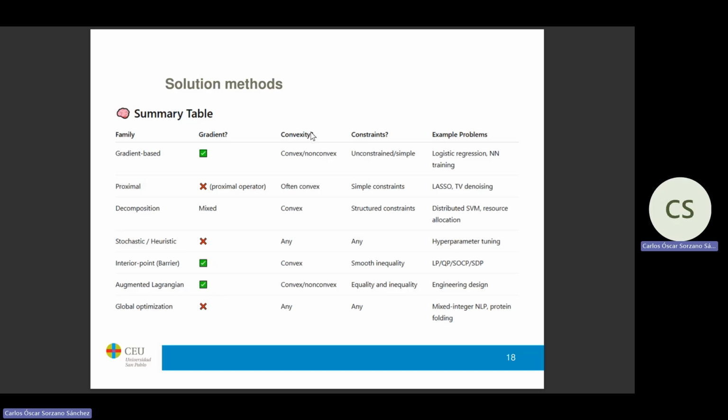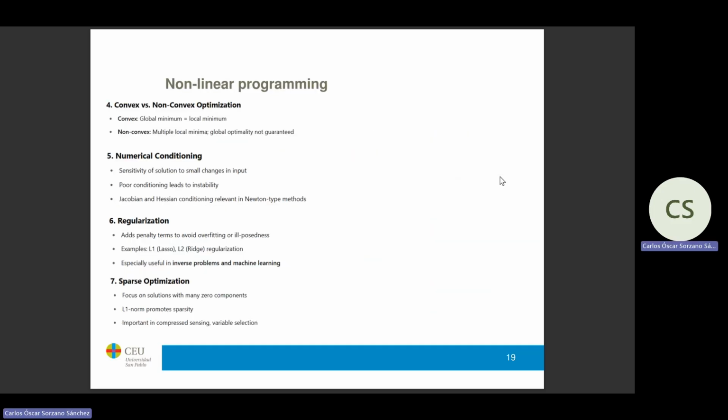Then, do they apply to convex problems or to non-convex problems? You see that some families, the decomposition or interior point methods, are particularly adapted to convex problems, but they cannot work with non-convex problems. Then, can they handle constraints? And some examples of problems that are typically solved with these methods. Any question? No?